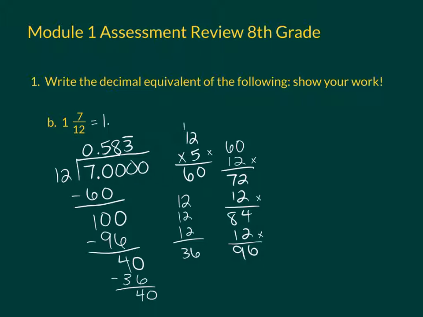So our final answer is, we still have that 1 out there, 1.58, and then 3 repeating. And that's it for part B.